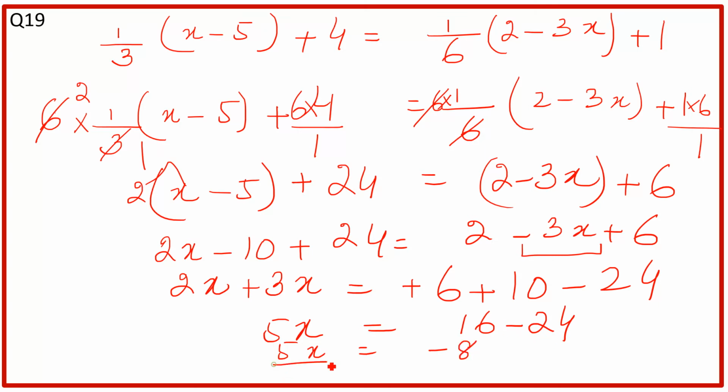We have to remove this 5, so divide both sides by 5. So x is equal to negative 8/5, which is the solution of a linear equation, because we have a value of x. If any point is still not clear, you can ask me, and thanks for watching.